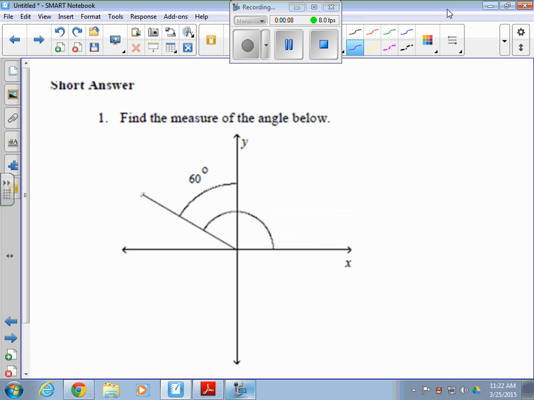First question asks you to find the measure of the angle below. It's a little ambiguous as to which angle. It gives you this measurement is 60 degrees here. So what it's asking you for is the entire measurement from there to here. You know that if it opens up all the way straight up, it's 90. So you're going to add 90 to 60. That's 150 degrees for that one.